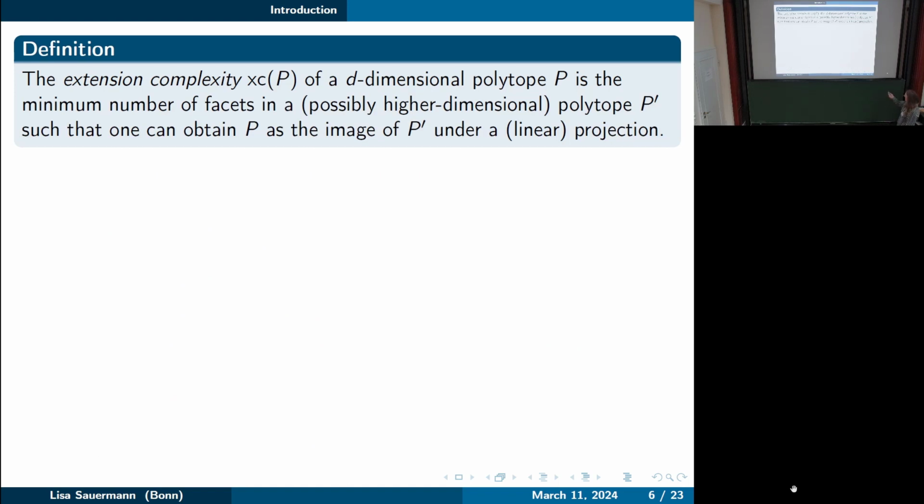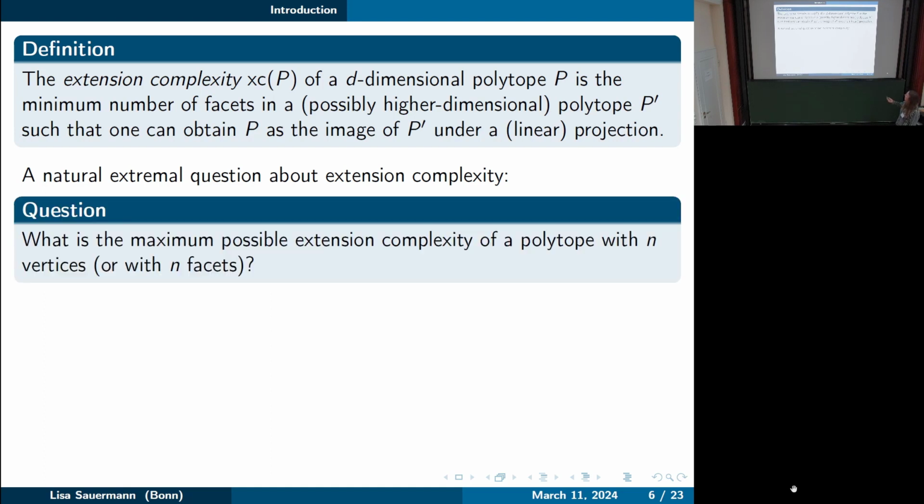Okay, so here's again the definition. And so here's a natural extremal question. My research background is mostly extremal and probabilistic combinatorics, so asking extremal questions is natural, but this question has also been studied in the combinatorial optimization community. Namely, what is the maximum possible extension complexity of a polytope with n vertices or with n facets? As we saw earlier, it's symmetric to ask this question with respect to vertices or facets, so it doesn't make a big difference.